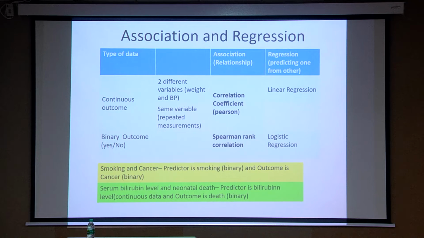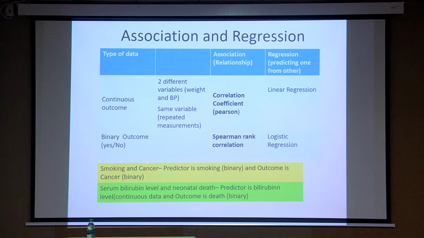Then next, association and regression. Here the outcome variable is very much important. If the outcome variable is continuous, we go for the Pearson correlation coefficient test to find out correlation. For predicting one variable, we go for the linear regression test. If the outcome is binary, we go for the Spearman rank test and logistic regression test.